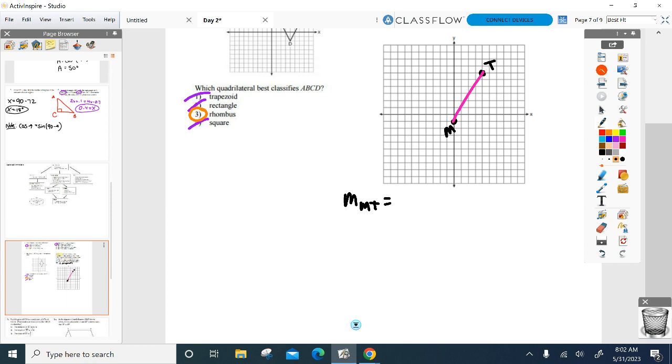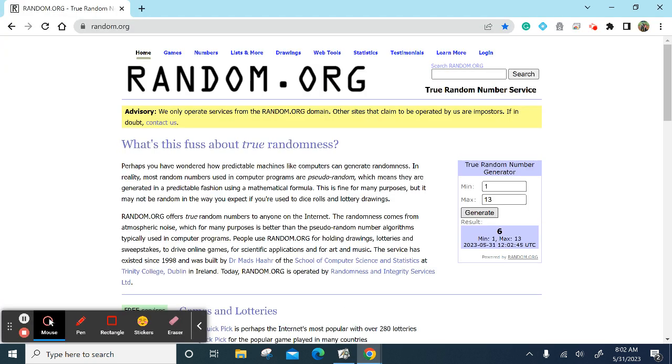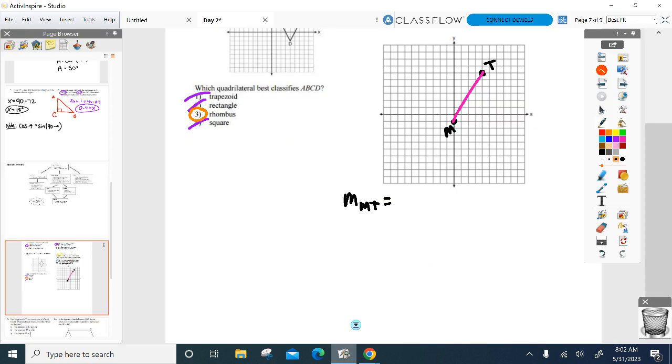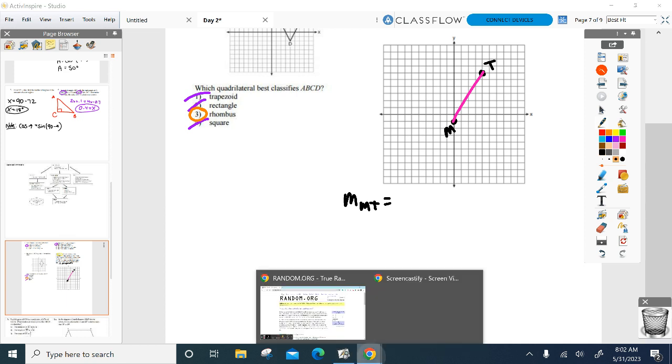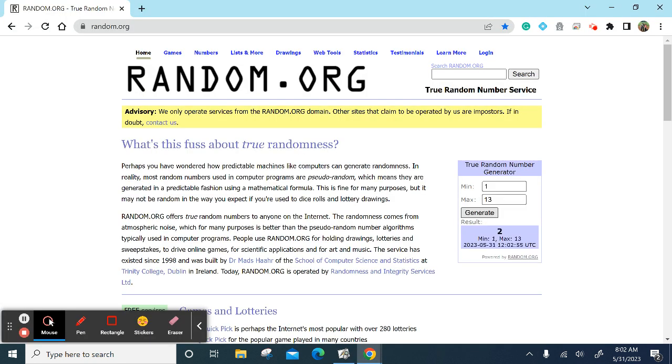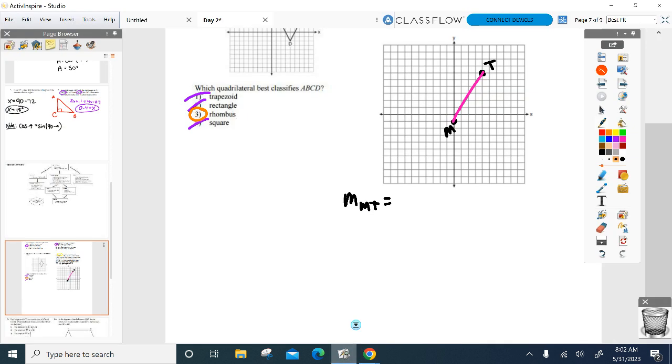You can do rise over run. We just use slope formula in the homework. Y2 minus Y1 over X2 minus X1. Somebody find the slope of MT for me. Up and over how many? When you have it, let me know. Okay, thanks. Up and over how many? Or Y2 minus Y1 over X2 minus X1. I got 7/4. Darn right you did.